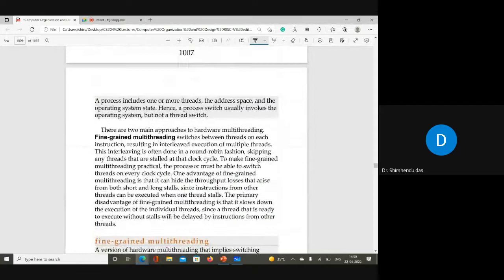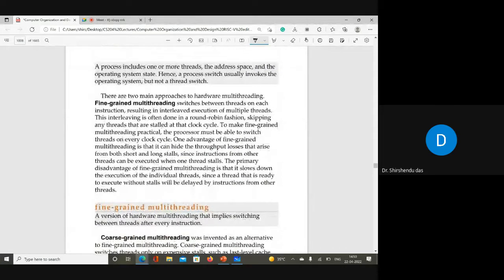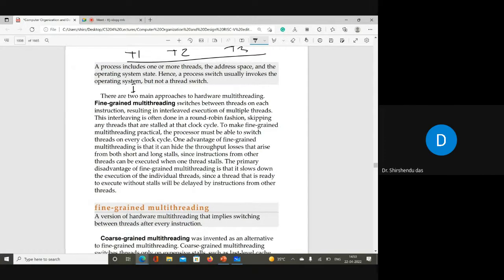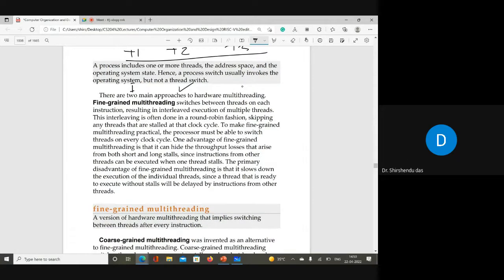There are multiple multi-threading concepts, and one is called fine-grained multi-threading. Fine-grained multi-threading means there are 3 threads, suppose T1, T2, T3. Take one instruction from here, then suspend it, take one instruction from here, suspend it, execute one instruction from here, then again suspend it, and so on. That is called fine-grained multi-threading. If you go for it, there may be some overhead of replacing one thread with another every time, but if you ignore that, it is a very good advantage.